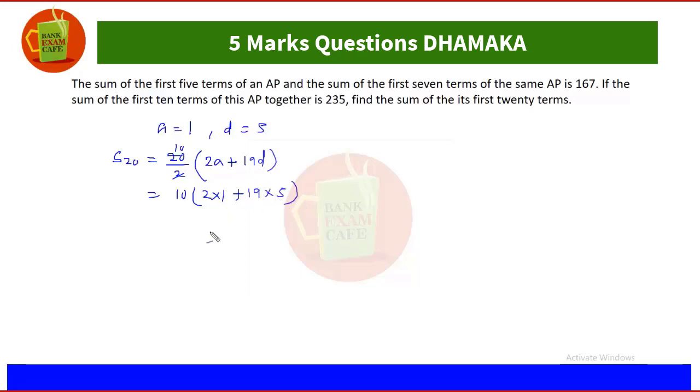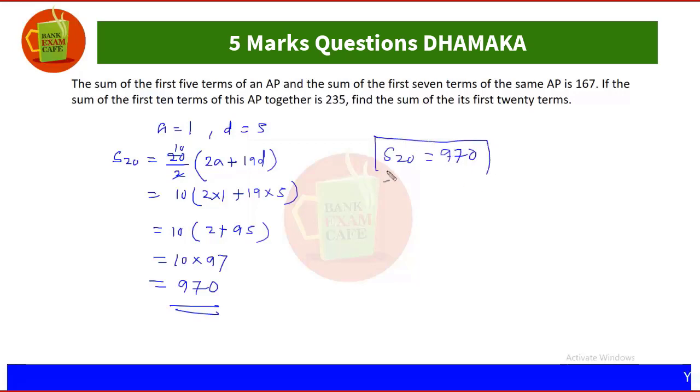So here it will be 10 into bracket 2 ones are 2 plus 19 fives are 95. So it will be 10 into 97, and 10 into 97 will be 970. So the sum of the first 20 terms is equal to 970. Highlight this answer.